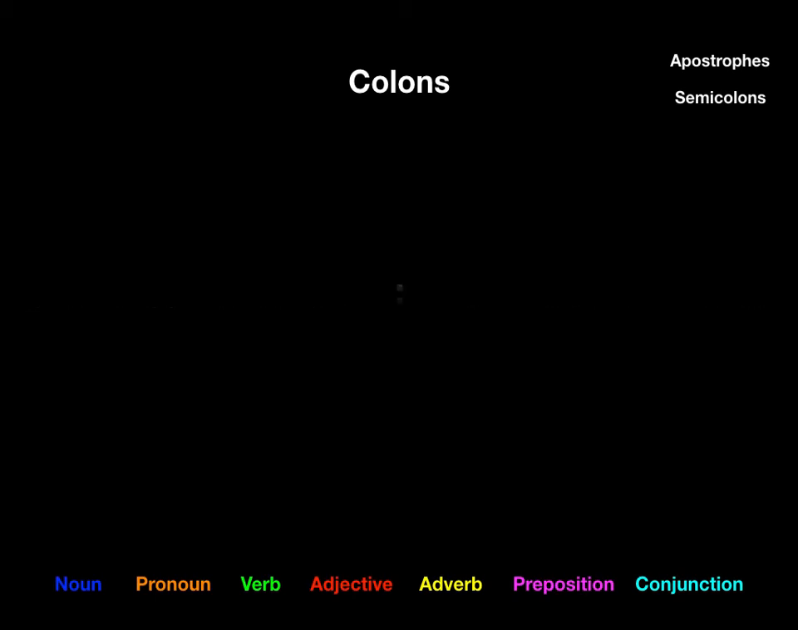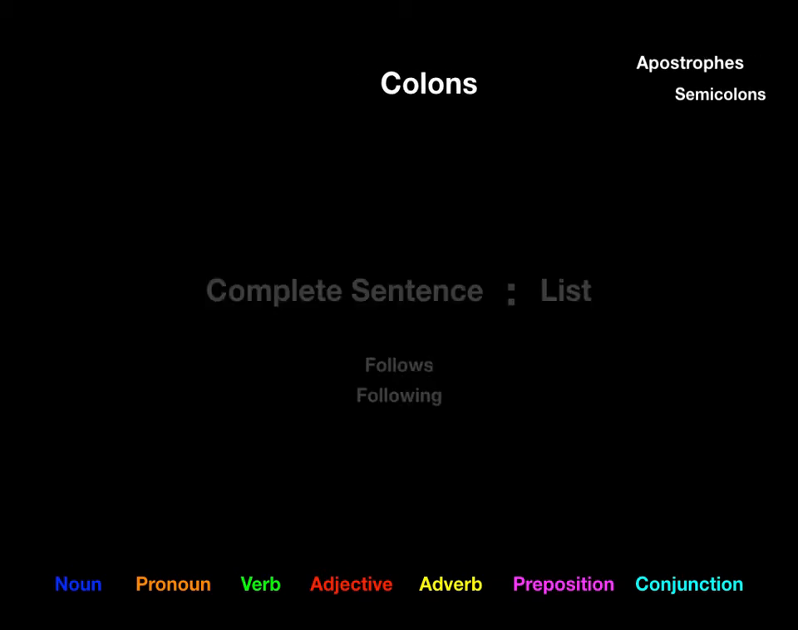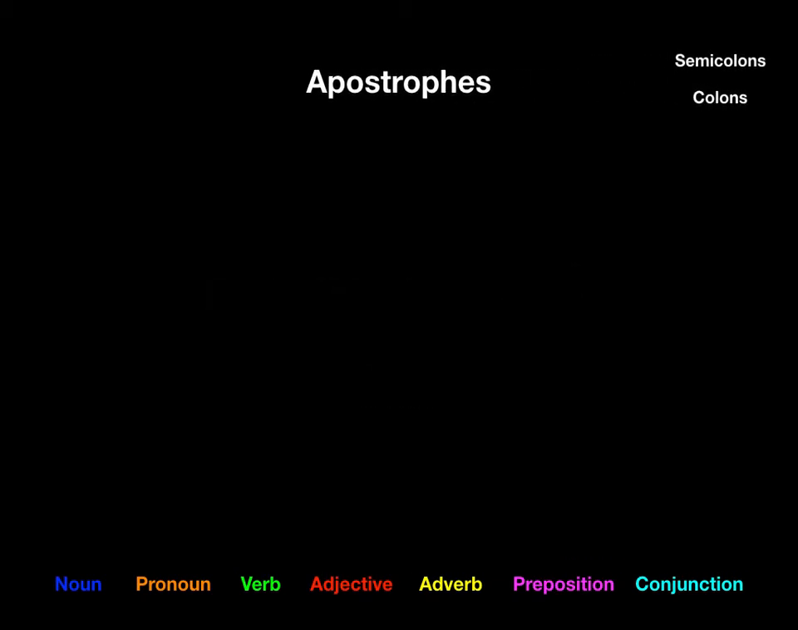When using colons, it's important to remember that a colon precedes a list if there is a complete sentence before that list. Also remember that sentences that possess the word follows or following should be considered to have complete thoughts, even though they may not possess the list items mentioned. Now that we have looked at colons, let's move on to our last grammatical concept, apostrophes.